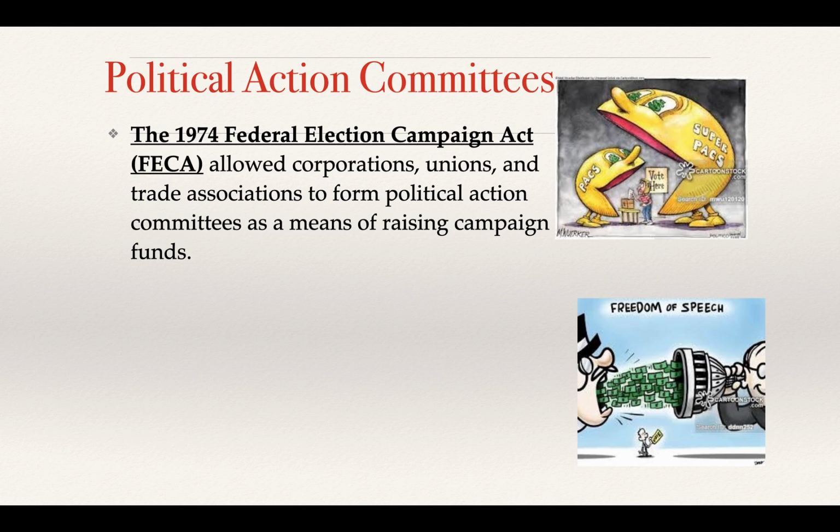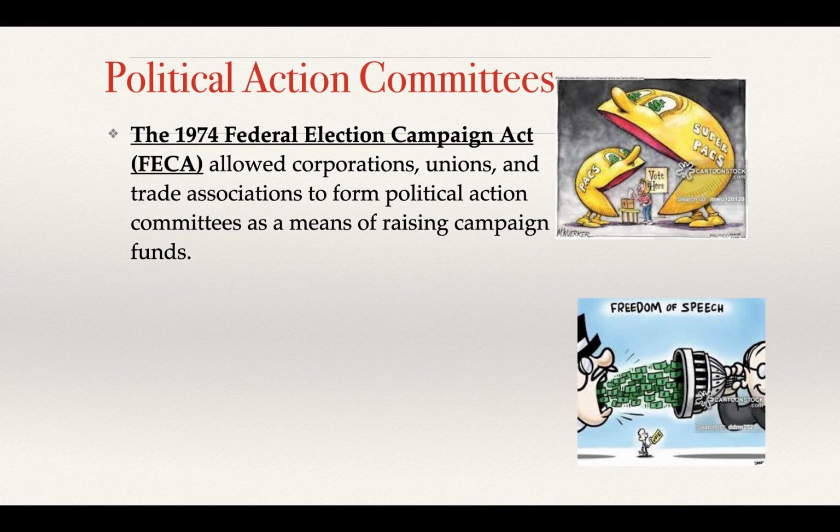In 1974, the Federal Elections Campaign Act was passed. This allowed corporations, unions, and trade associations to form political action committees as a means of raising campaign funds. This changed the game. So we talked about coalition building. Well, this is the ultimate coalition.